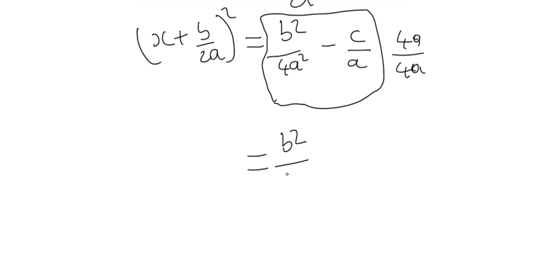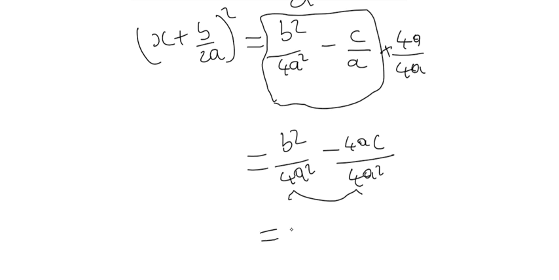So we have b squared over 4a squared here, and then now we're going to do this operation. We have 4ac divided by 4a squared. Now we have the same denominator here, so we can write it as one big line, so one fraction on the right hand side. So we're going to have b squared minus 4ac divided by 4a squared.